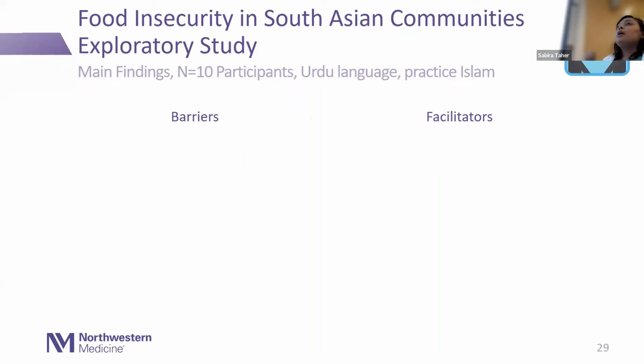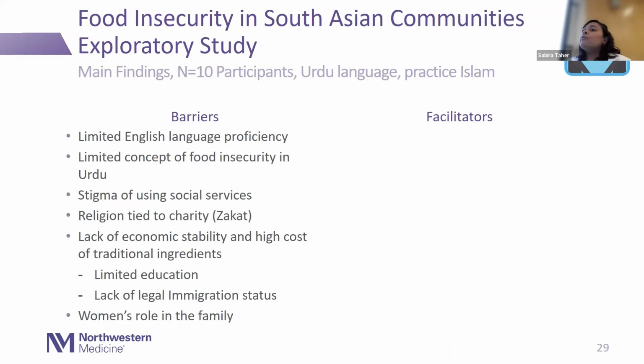We learned that the Urdu language was the main language spoken by this community at home, and that they practiced Islam. And then, as I present the barriers and facilitators, you'll see how these all connect. So we learned that limited English language proficiency was a problem with this community in the sense that it combined with the limited concept of food insecurity in Urdu lexicon, as well as the cultural stigma of using social services, resulted in a lack of awareness about SNAP benefits, if they qualified, how to enroll, and usage of local charitable food services. We also learned that religion is tied to charity.